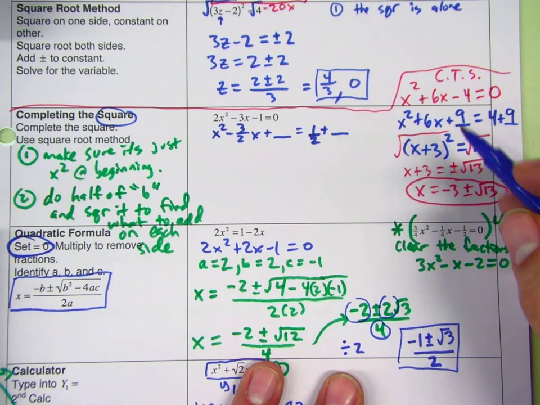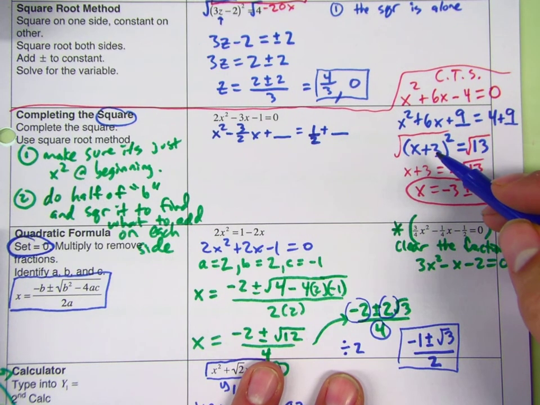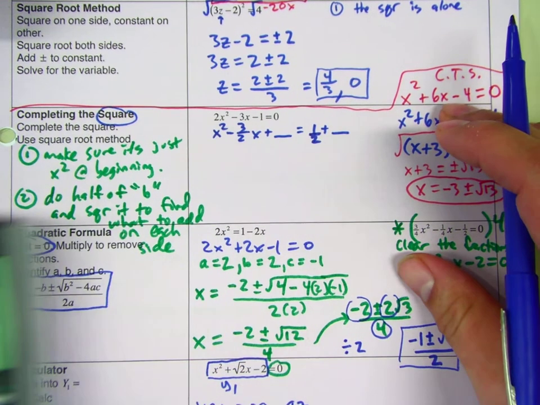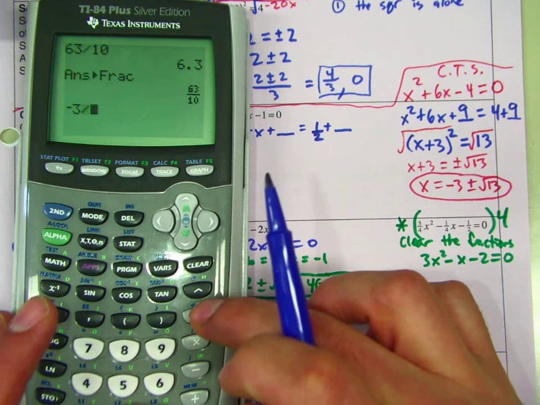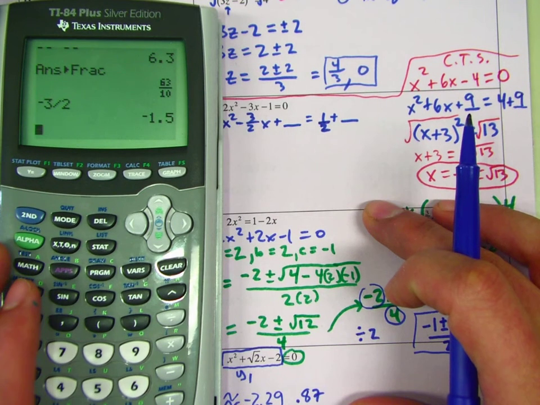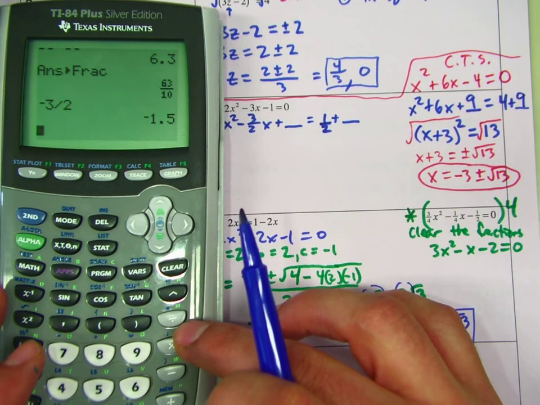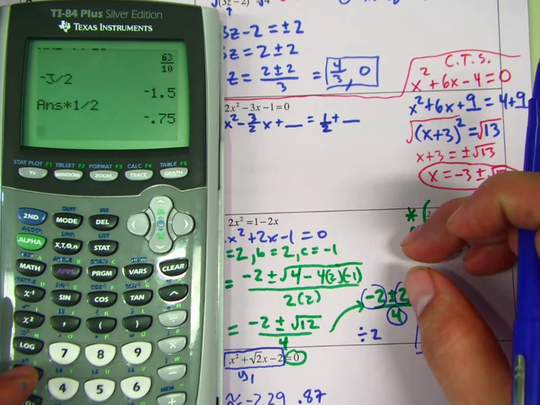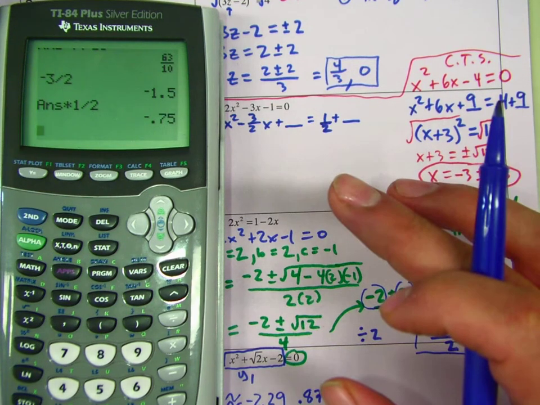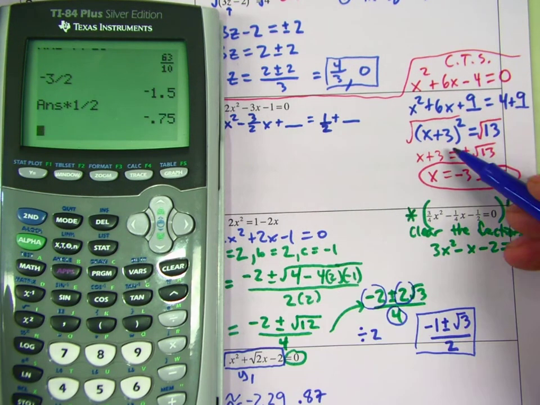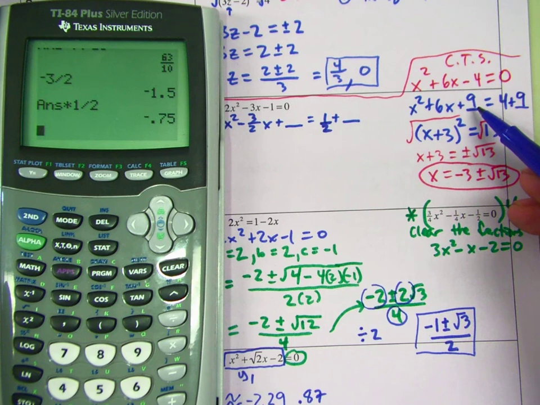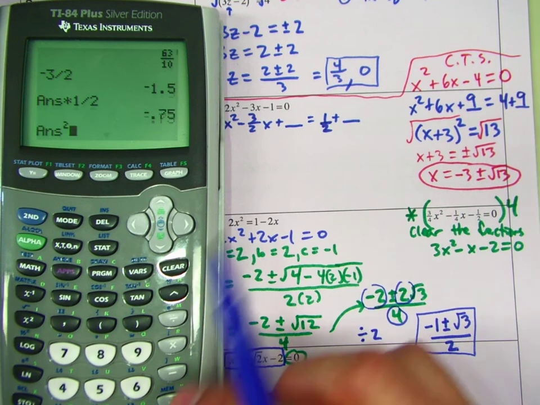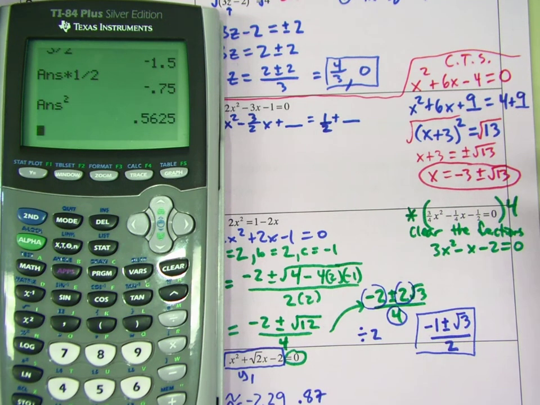So we took half of 6 to get that number, right? So I'm going to do the same thing. -3 divided by 2 times a half. Okay, I don't even have to worry about the fraction yet. And then once I figured out that it was 3, how did I get this 9? We squared it. So I'm going to square whatever that is.